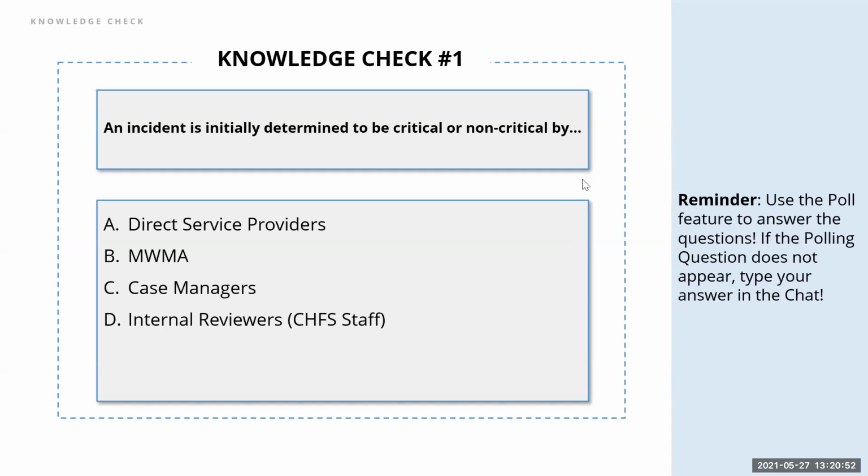All right, let's go ahead and end our poll and look at our results. We had a mix of answers. The majority of you did get the answer right. It is MWMA. Just like today, MWMA determines if the incident is critical or non-critical initially, and it does that based on the information that you have input in the incident report. So again, no change there. MWMA does initially determine an incident to be critical or non-critical.